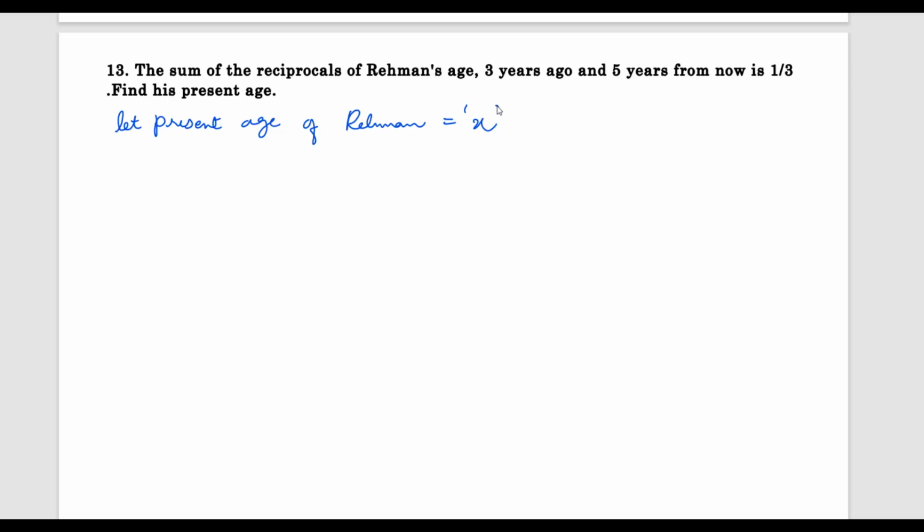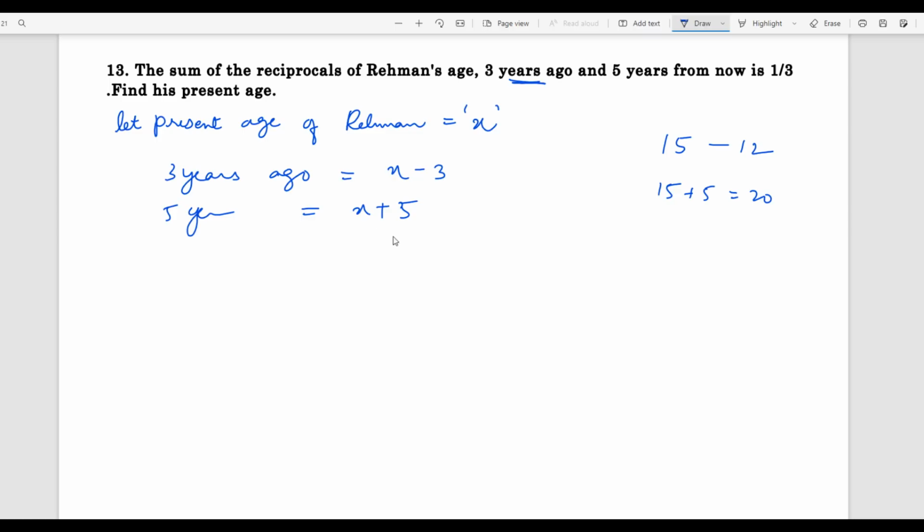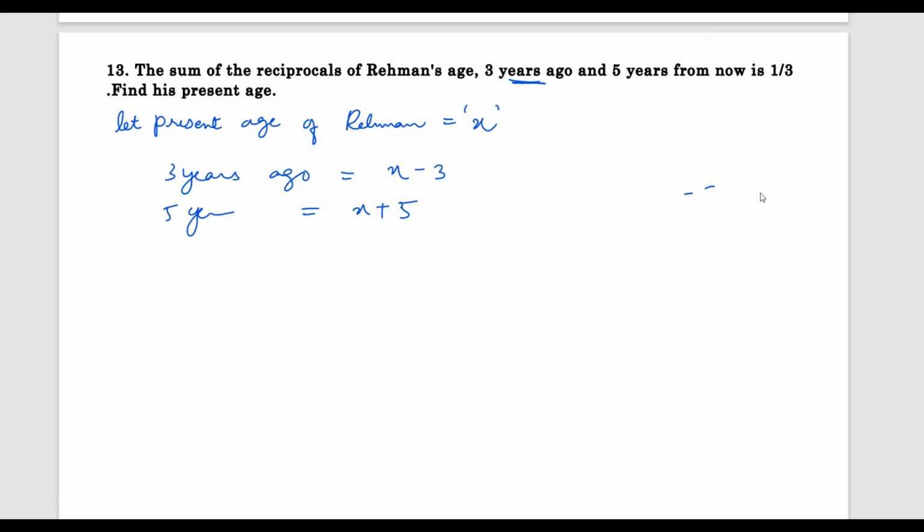Now 3 years ago, what will be his age? It will be x minus 3. 5 years from now, it will be x plus 5. See here, assume that your age is 15 now. 3 years ago, your age will be 15 minus 3, that is 12. After 5 years, your age will be 15 plus 5, that is 20. In the same way, 3 years ago his age was x minus 3, and 5 years from now his age will be x plus 5.